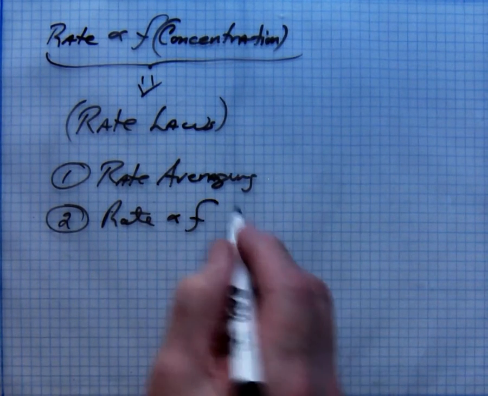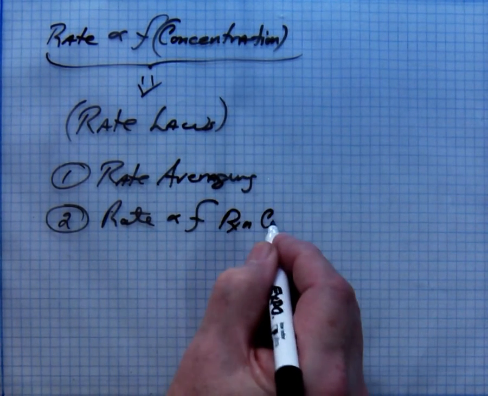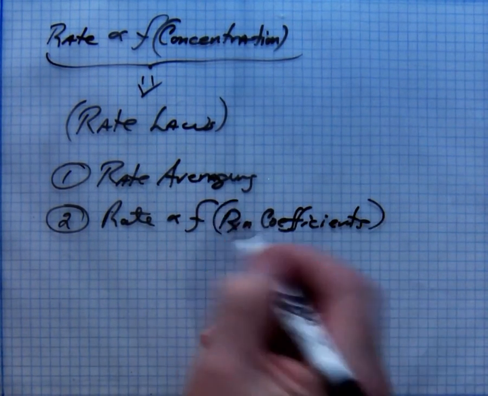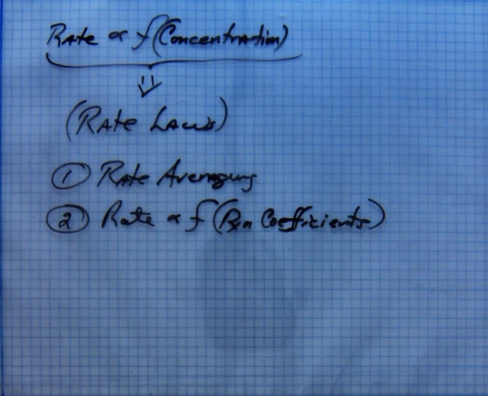Rate proportional to a function of reaction coefficients. H2 plus O2 gives you 2H2O. Well, the number before hydrogen is 2. The number in front of oxygen is 1. That the one with the bigger number is doing its thing faster than the one with the smaller number. That's what it means. But you got to balance the equation. This only applies in balanced equations. So the bigger number means it's going faster. But we can put numbers to it. I'll show you how.